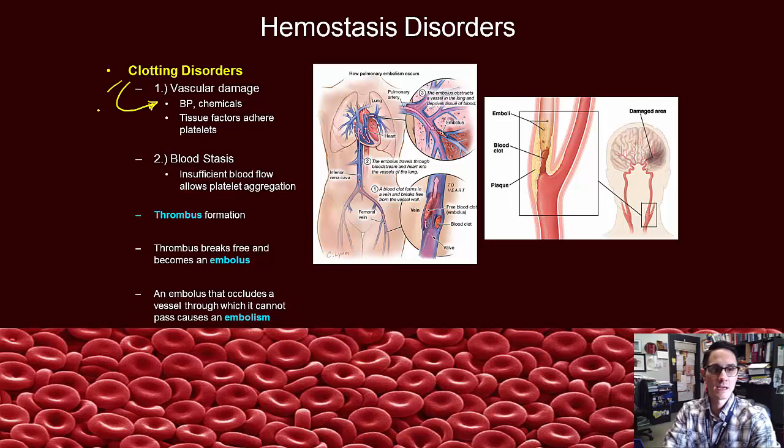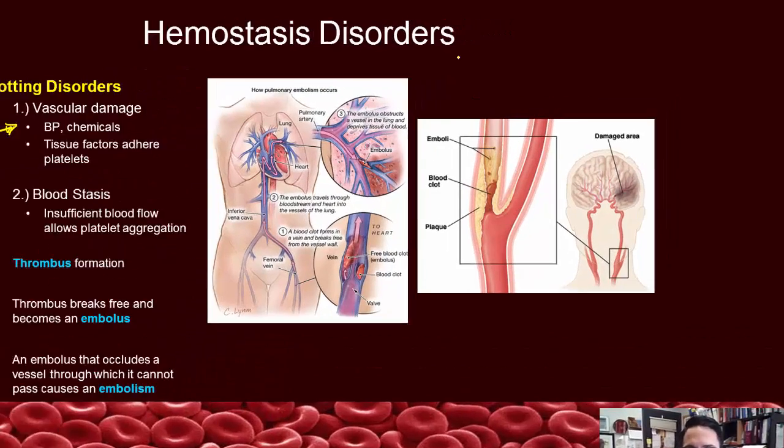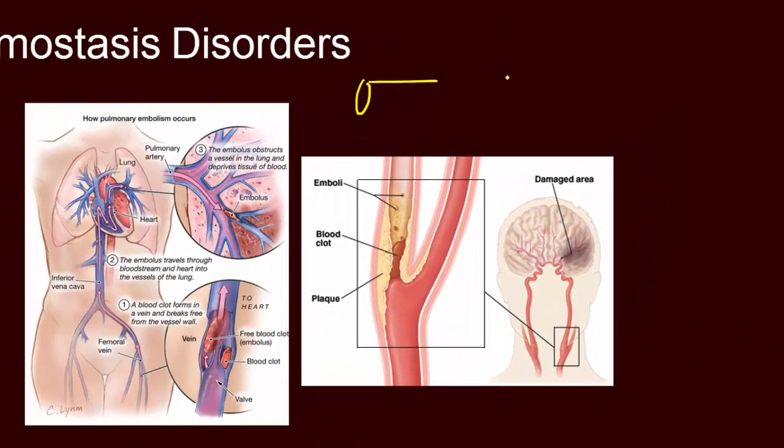The first one is vascular damage. If we don't actually tear a blood vessel, but we cause stress to the blood vessel, we can cause the cells that line the blood vessel to become damaged. For example, if I had a blood vessel here, we need to be aware that this blood vessel is lined with cells.